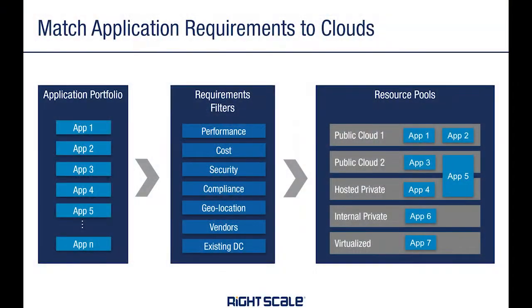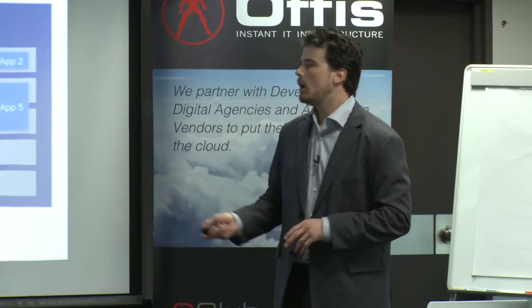I like this slide because this really looks at the equation. You've got a portfolio of applications. You've got a set of requirements filters for those applications. And with a multi-cloud strategy, you now have a variety of resource pools that you may drop those into. And it might be on an application-by-application basis, or you may have a case where an application might span multiple geographies, multiple clouds, a private to a public, whatever the case may be.